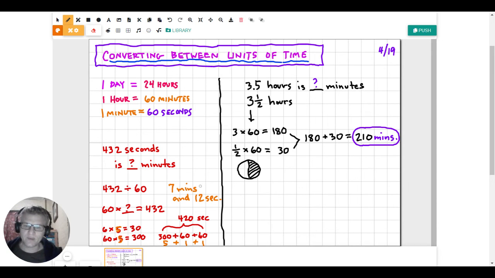And we're kind of moving around and we say, does that make sense? Does it make sense that 7 minutes is about 420 seconds? Yes. Does it make sense that 7 minutes and 12 seconds would be 432? Yes, it does. So this is how you might divide.